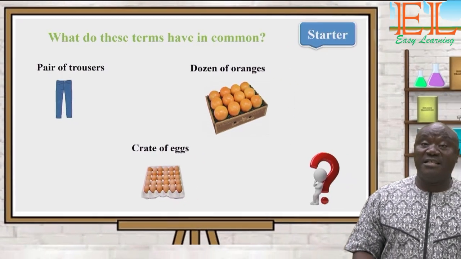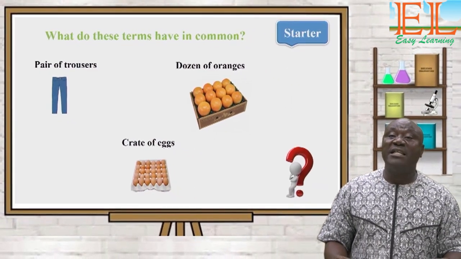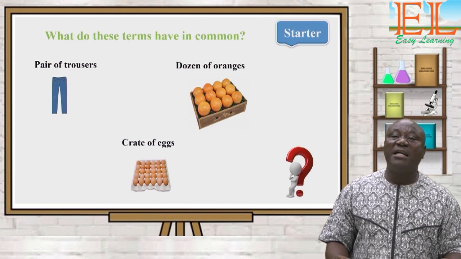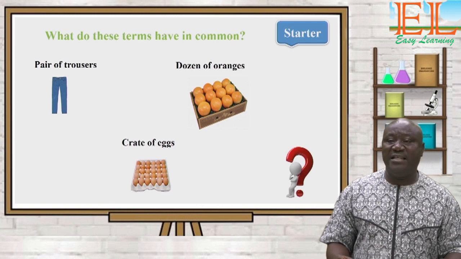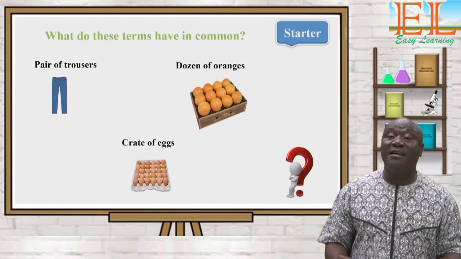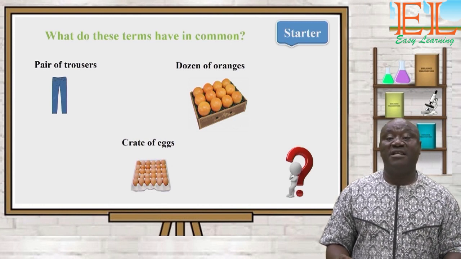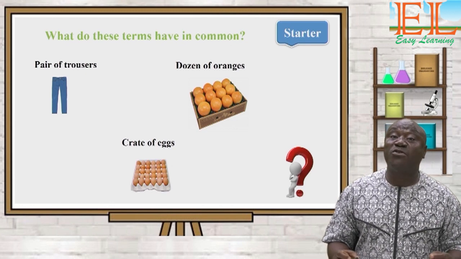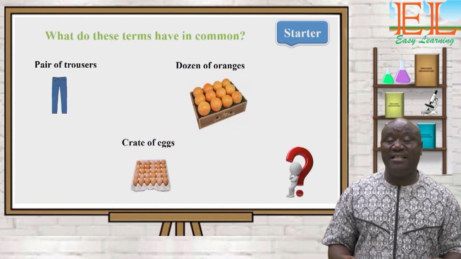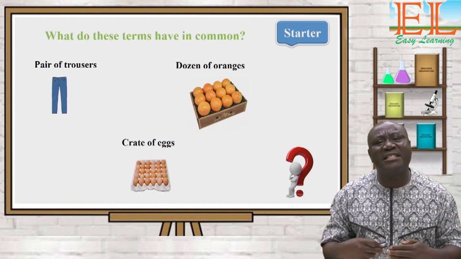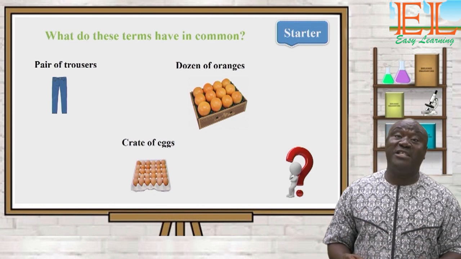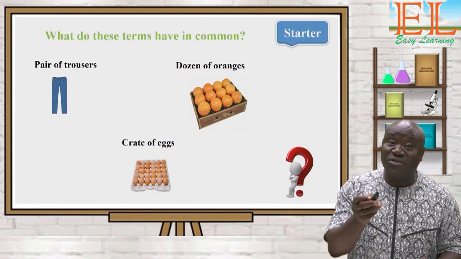You will agree with me that these are all terminologies that are used to represent or specify a specific number of items. A pair represents the number 2. A dozen represents the number 12. Crates of eggs represent the number 30. What is the relationship that exists between these terms and a mole? The answer to this question will be known in the course of the lesson.